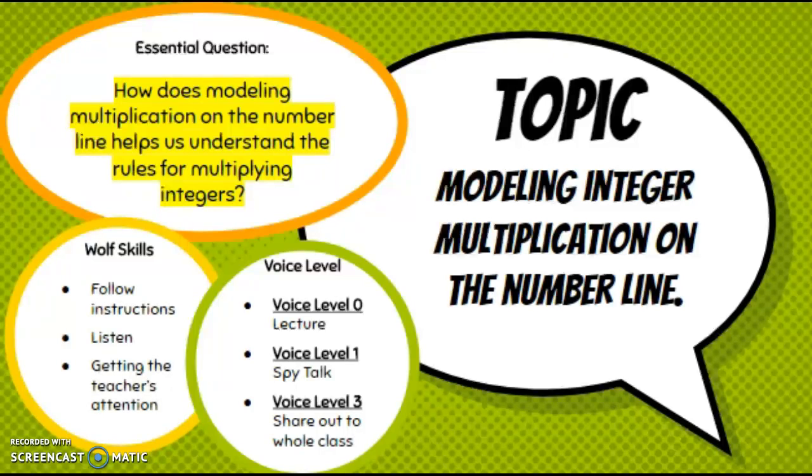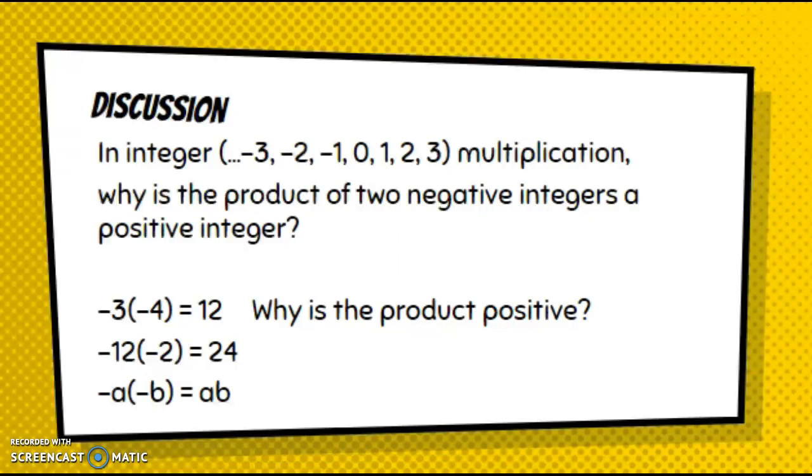Oftentimes, we are given the rules for multiplying, things like a negative times a positive equals a negative, and in the strangest case of all, a negative times a negative equals a positive. And we're told to memorize these rules and use them whenever we are completing integer multiplication. But there is actually a very good reason for why a negative times a negative is a positive, even though it seems very strange. This lesson will explore the rules for integer multiplication and demonstrate why they are true on a number line.